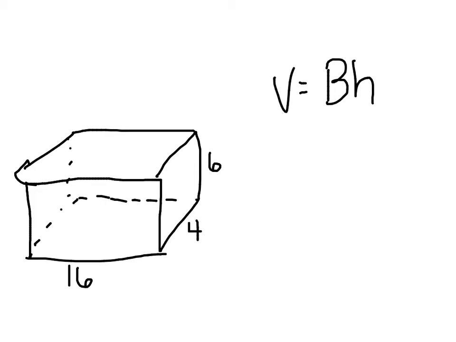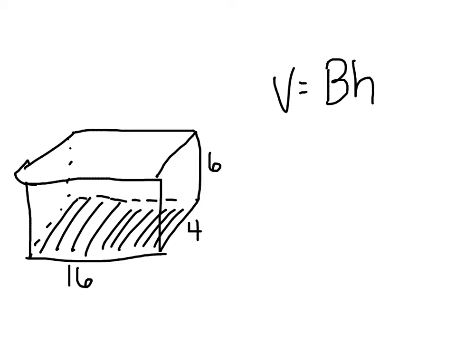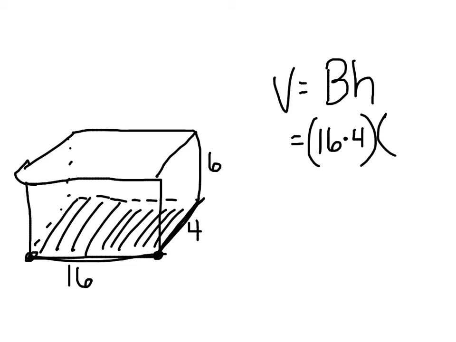To find the area of the base, it's sitting on this bottom right here. So what I would do is I would take length, 16, times width, 4. 16 times 4. And then the height, or the H, is the height of the object. How tall is it? It's 6. So then using my calculator, I would take 16 times 4 times 6. And I get 384 somethings.